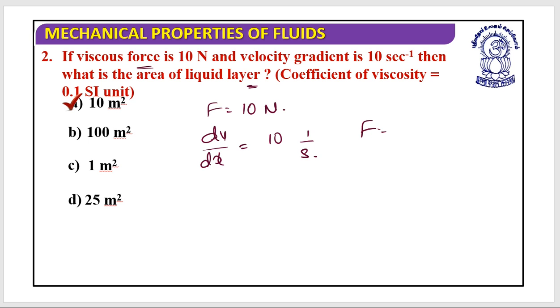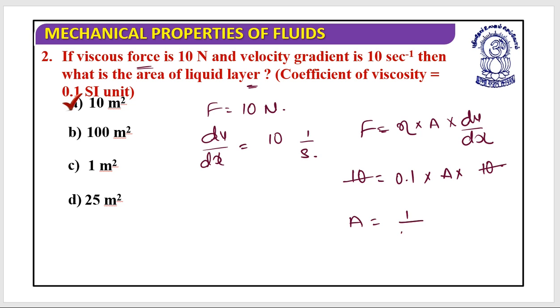So F is equals to eta into A into dv by dx. This force is 10 Newton, coefficient of viscosity is 0.1 multiplied by area, that is what we are looking for, into 10. So area is equals to 1 by 0.1, which is 1 by 10, which is equals to 10 meter square. This would be the answer.